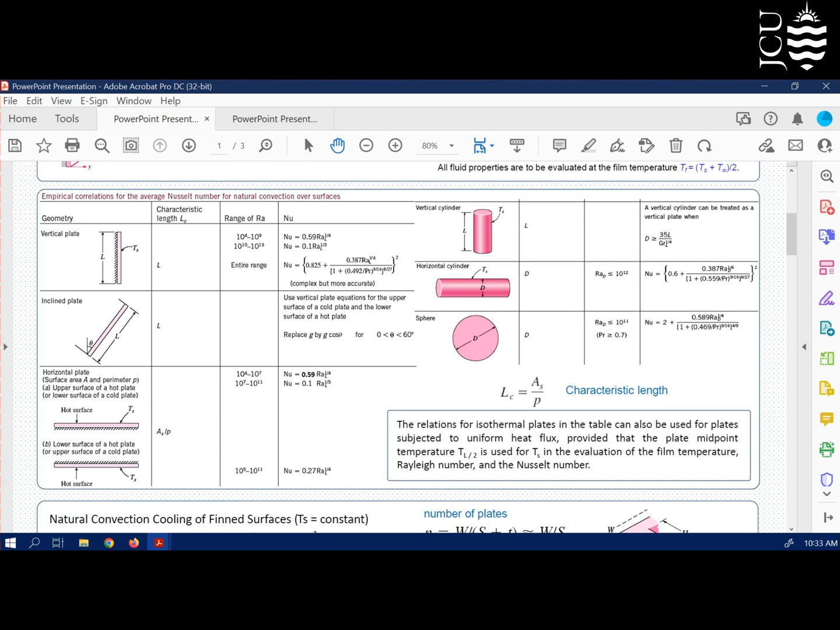For example, if we have a vertical wall, the characteristic length we need to select is going to be L. And then for different Rayleigh ranges, we introduced several formulas. For the vertical wall, we said you are only permitted to use the third one because it is much more accurate, and we are not going to use the other two.